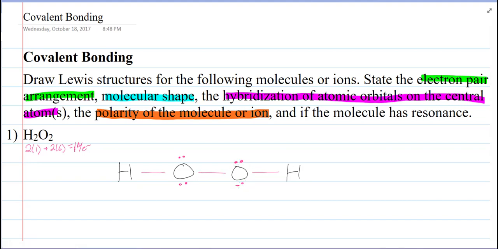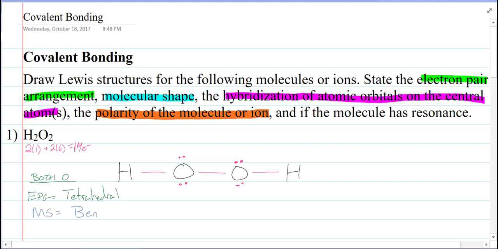Electron pair geometry, so both oxygens here. My electron pair geometry looks to be linear. No, it's not linear. Well, I drew it in a straight line. Doesn't matter. I have 2 pairs that are bonding and 2 pairs that are non-bonding. 4 pairs total. It's tetrahedral. Doesn't matter if I drew it in a straight line or not. Shape: 2 lone pairs, bent.